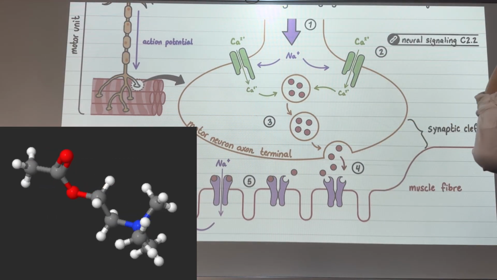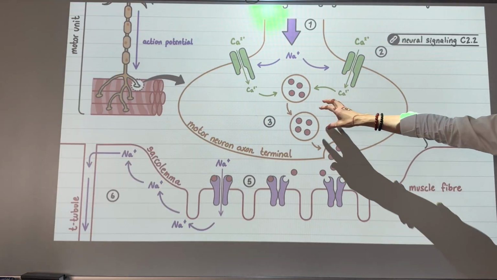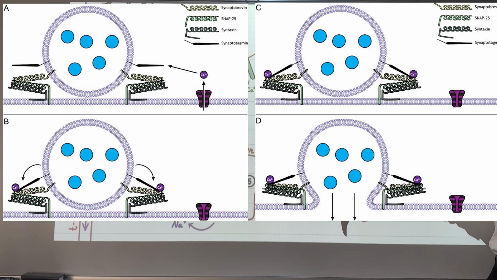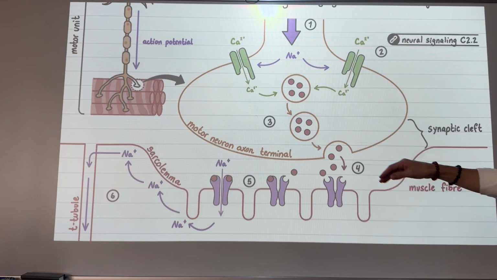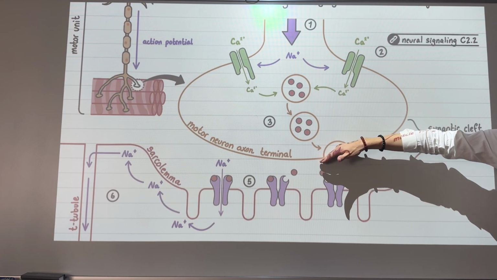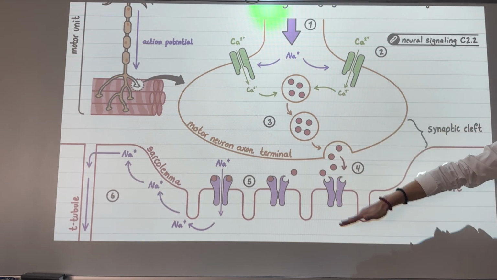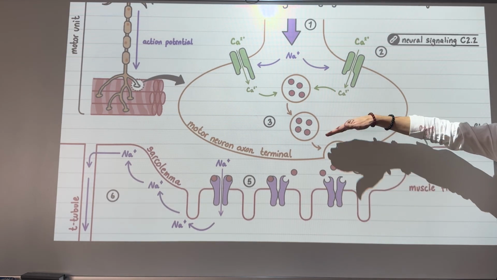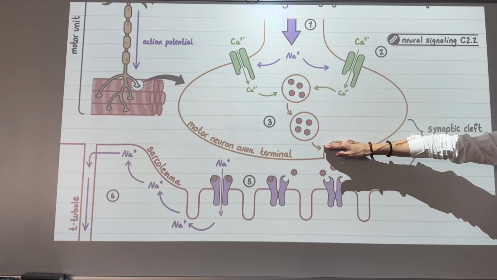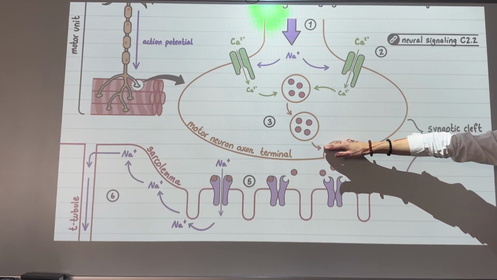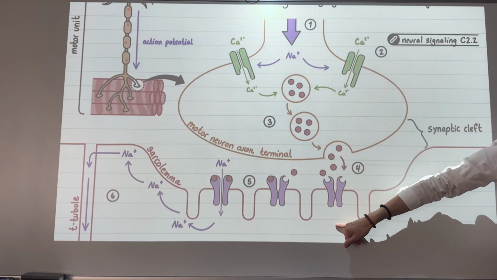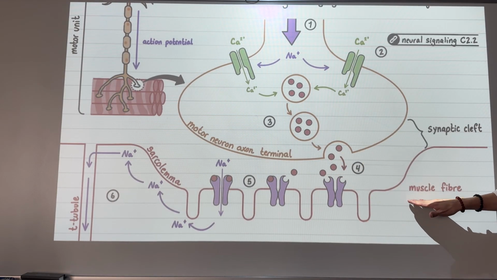Calcium basically signals these vesicles to move to the periphery and undergo exocytosis. So if it's high here, it's going to diffuse across the synaptic cleft from the motor neuron axon terminal, or the presynaptic cell, to the postsynaptic cell. In this case, this cell would be the muscle fiber.